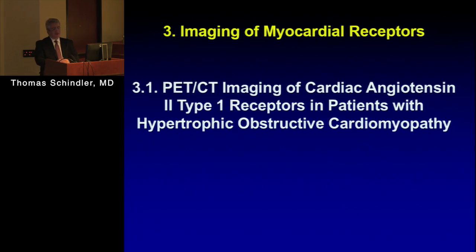And then we go to the now more research part. Where's the next domain of PET imaging? And I think it's in the imaging of myocardial receptors. So what we did at Johns Hopkins was a study to investigate a new radiotracer to image the angiotensin type 1 receptor in patients with hypertrophic cardiomyopathy.